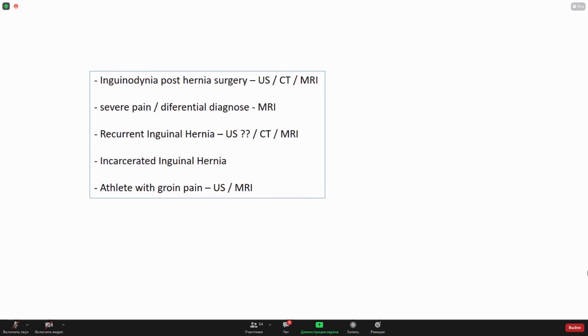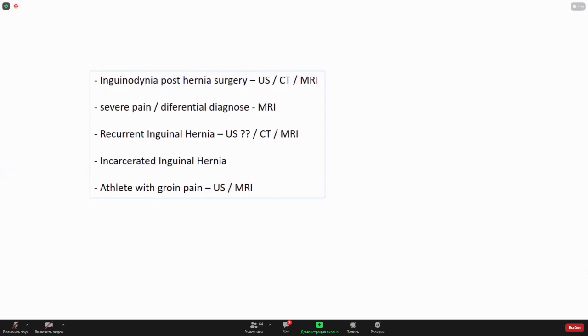We face the situation of postoperative pain, and we can investigate with ultrasound, with CT, or with MRI. For the pain, of course, we can also use these three exams, but probably the CT and the MRI will be the exams that give more valuable information. In the situation of the recurrent inguinal hernia, I think ultrasound is very helpful. If you have experienced soft tissue radiologists, I think they can manage most of the situations.